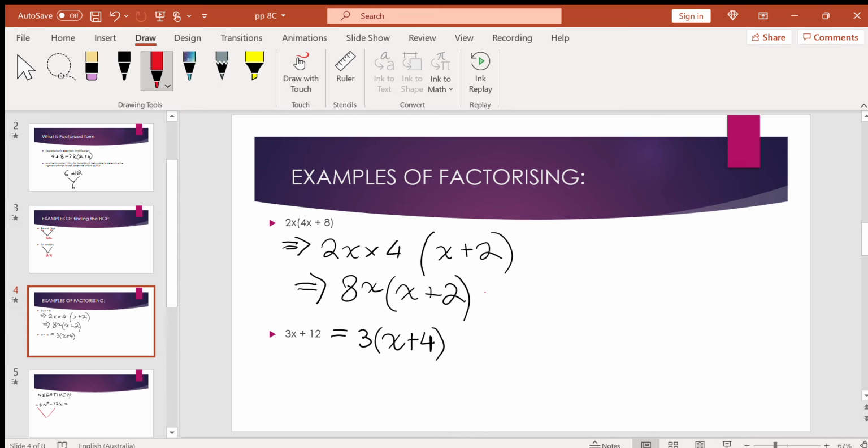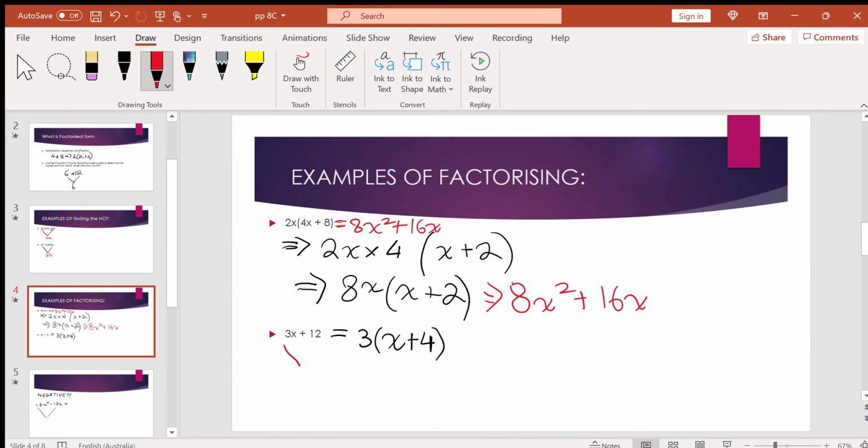And we can prove that this is correct because 8x times x is equal to 8x squared. And 2 times 8x is equal to 16x. And we can solve this here as well without the factorizing. 2x times 4x is equal to 8x squared. 8 times 2x is equal to 16x. So we know that this is correct.